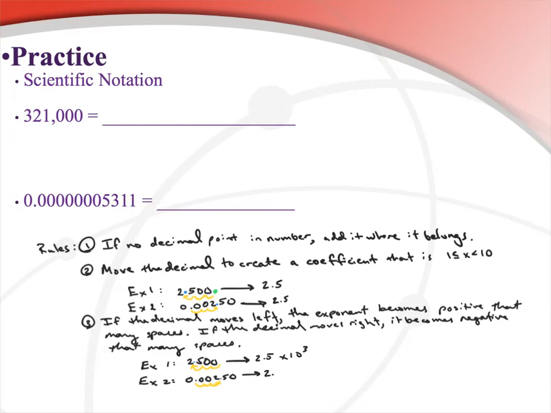So I end up still with 2.5 times 10, but instead of positive 3 like the previous one, it's moving to the right, so that's going to be negative 3. Okay, I'm going to do this one with you up here, and then I want you to try this one on your own.